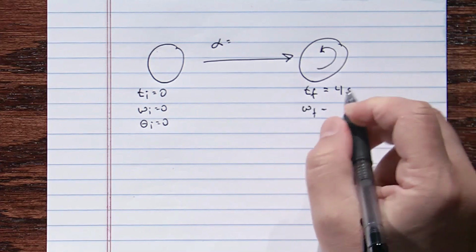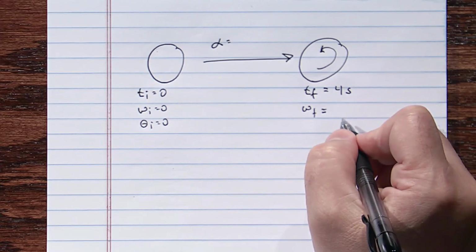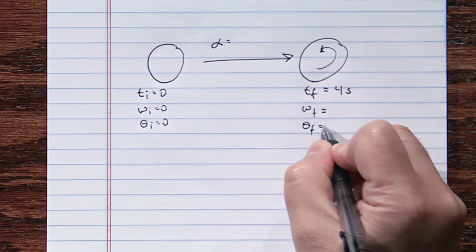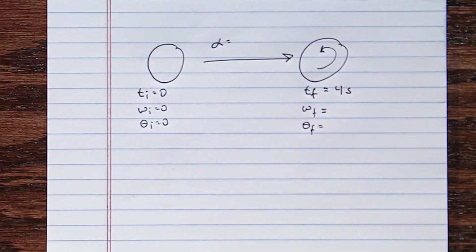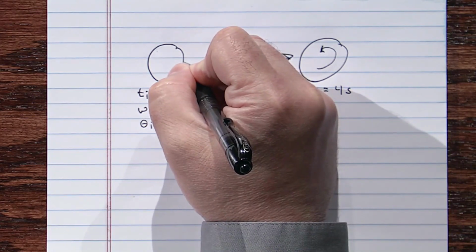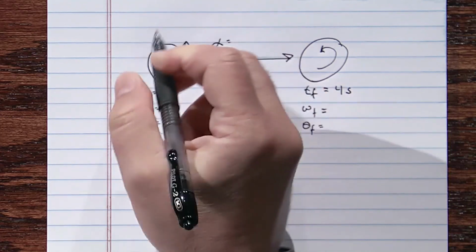Omega final is what we are looking for. We're asked for how fast is the merry-go-round rotating after 4 seconds. Theta final, we don't know, but we also don't need to know. But I just wrote it down there anyway for consistency. We're told that the children are pushing on it in opposite directions with forces of 10 newtons.